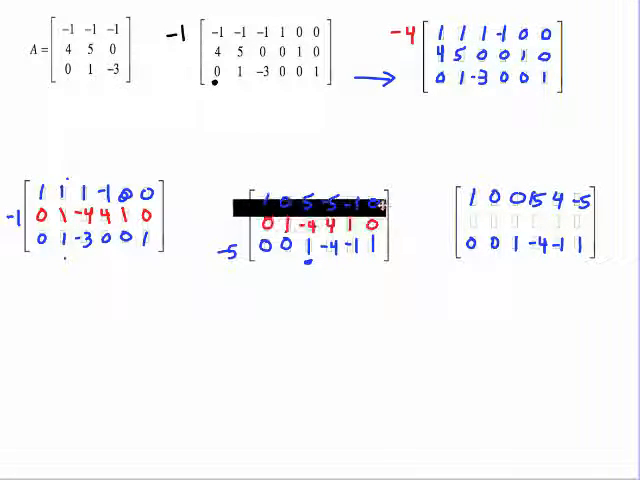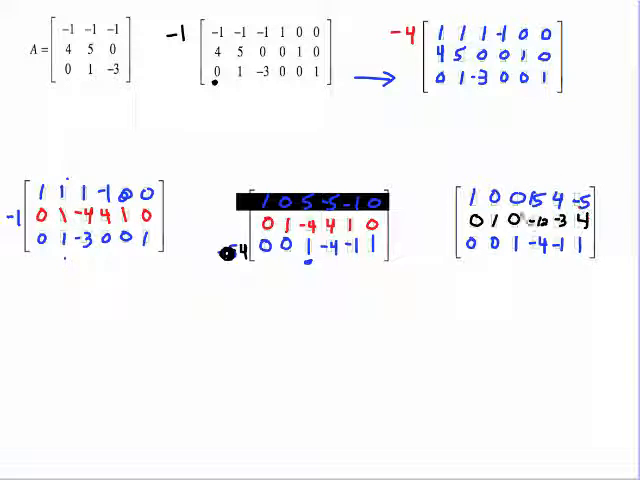Let's move my little cover up here. And now I want to get rid of this negative 4, and the way to do that is to multiply this whole row by positive 4. 4 times 0 is 0, plus 0 is 0. 4 times 0 is 0, plus 1 is 1. 4 times 1 is 4, plus negative 4 is 0. 4 times negative 4 is negative 16, plus 4 is negative 12. And 4 times negative 1 is negative 4, plus 1 is negative 3, if I can squeeze that in. And 4 times 1 is 4, plus 0 is 4.